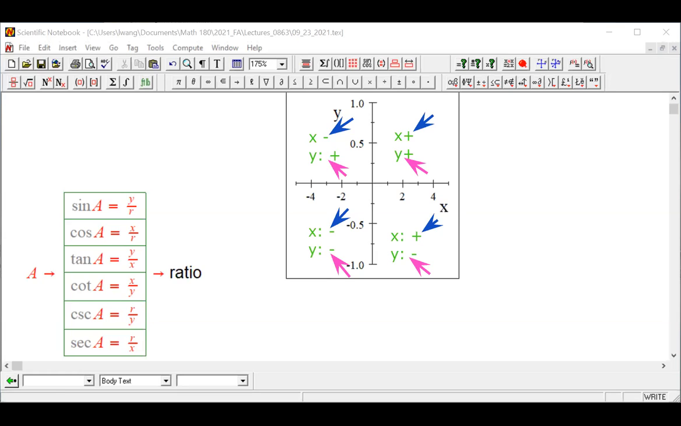Does everybody follow me? Yeah? Okay. So with all these said and done, let's do a little summary. What I'm going to do is copy this picture and put it on the side.